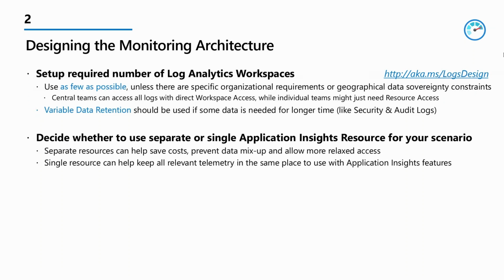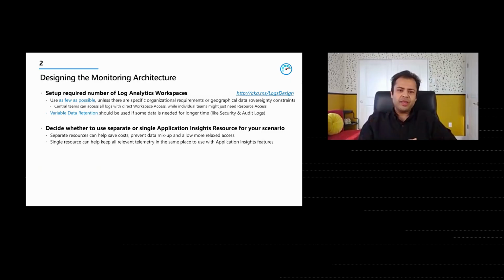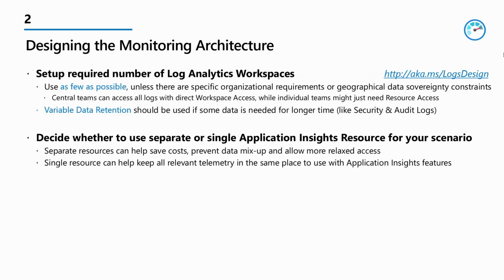Just like workspaces, on the application side, when you're using Application Insights to monitor your client-side or server-side applications, you need to similarly figure out whether you use a single App Insights resource for all of your applications or separate ones. Now, there are pros and cons and best practices around both these requirements. Separate resources are useful when you want to save costs or prevent data mix-up, or essentially they are distinctly different applications owned by different groups.